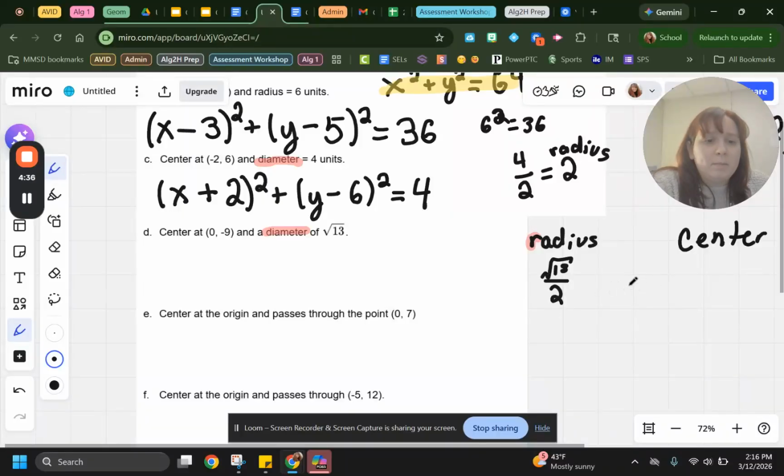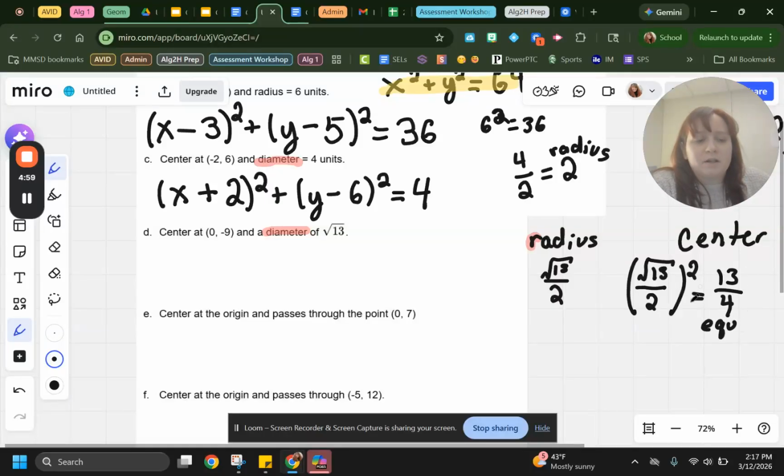Now if I want to know what my radius squared is, if I take square root of 13, because this is what's going to go into my equation, if I square this, I'll get square root 13 squared, which is just 13. These are inverses of each other. And then I'm also going to square the 2, so that will be a 4. This is what's going to go into my equation. This is my radius. This is that radius squared.